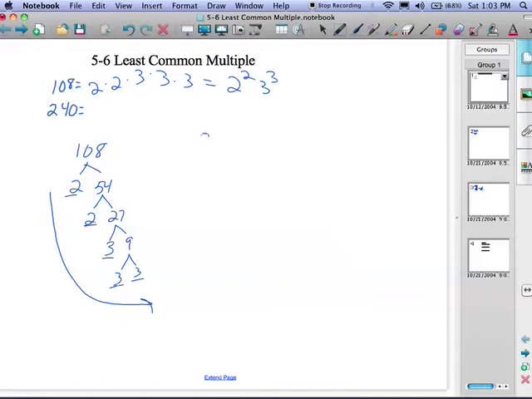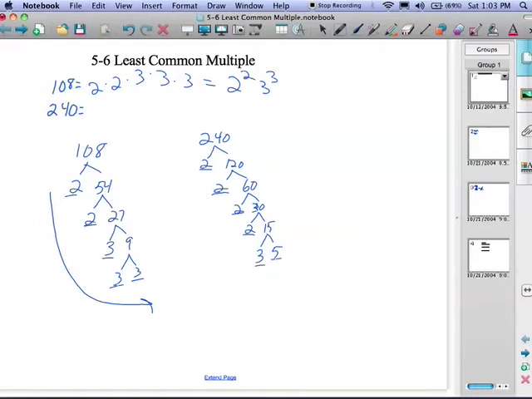240 can be broken down into, and again we want to go smallest prime number first, 2 and 120. 120 is composite, 2 and 60. 60 is composite, is 2 and 30. 30 is 2 and 15, and 15 is 3 and 5.